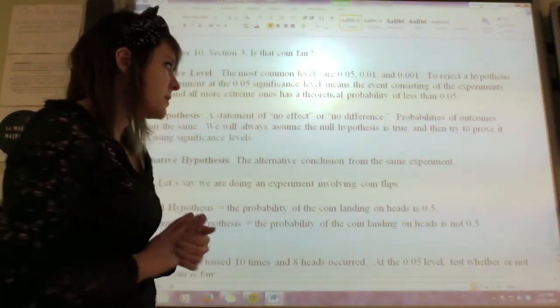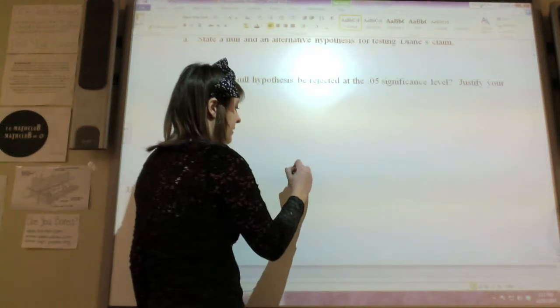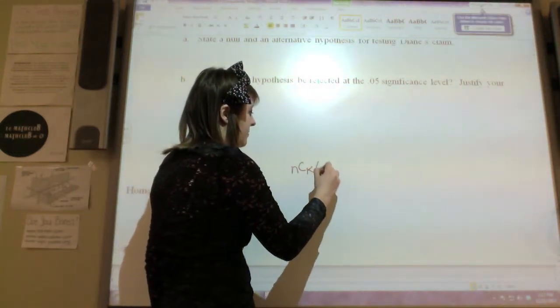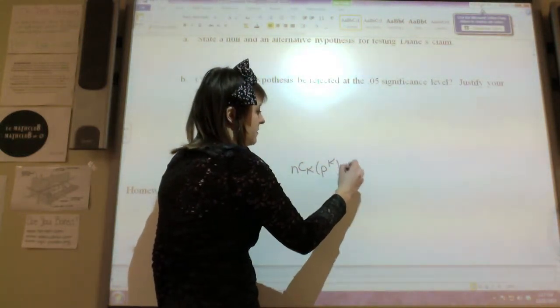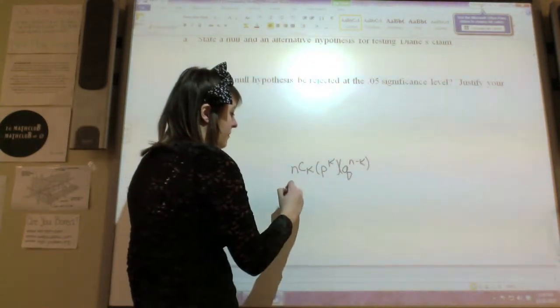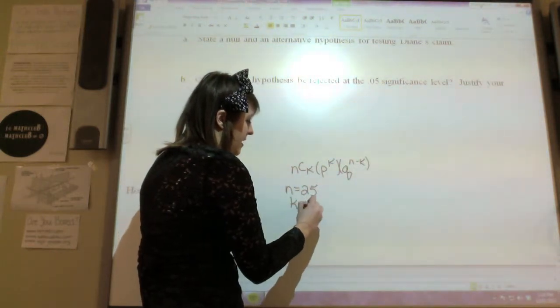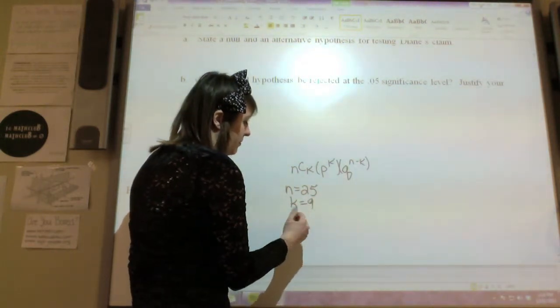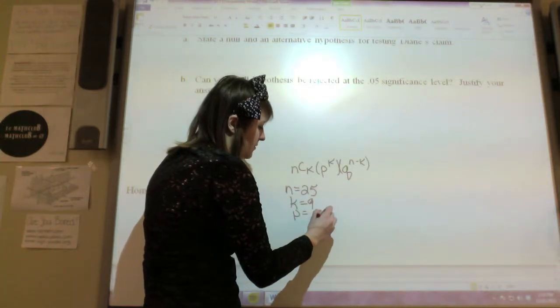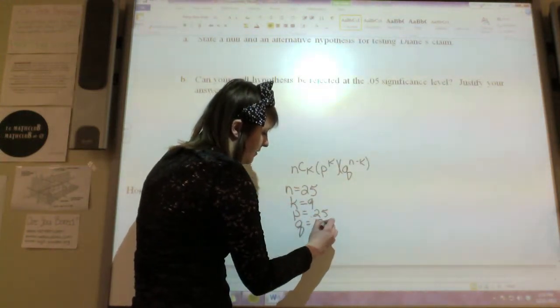Well, if I'm using my formula, n choose k times p to the k times q to the n minus k, and I have an n value of 25, and I guessed it right 9 times, and the probability of guessing it correctly is 0.25, which means the probability of getting it wrong would be 0.75.